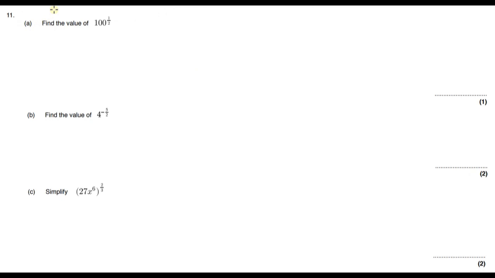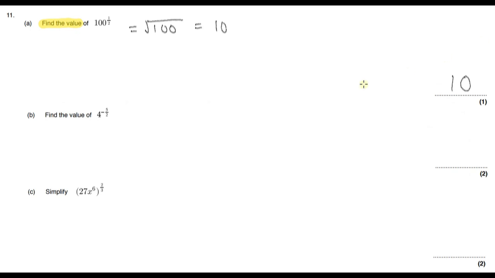Question 11, part A. Find the value of 100 to the half power. Now, whenever we've got a half power, that is the same as the square root. So this is just going to be the square root of 100, which is 10. So our answer for this one is just 10. Okay, let's have a look at part B. So again, we need to find the value.